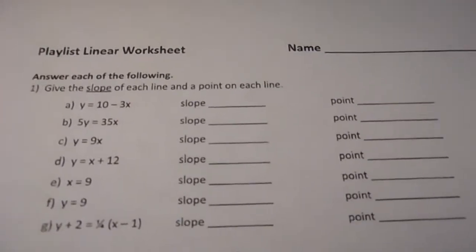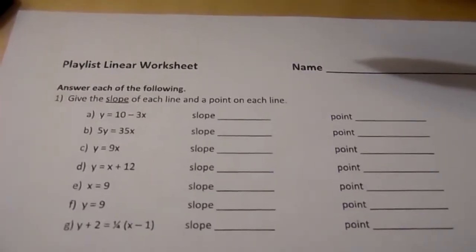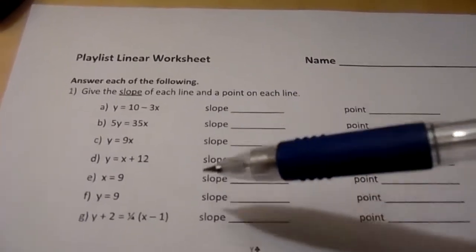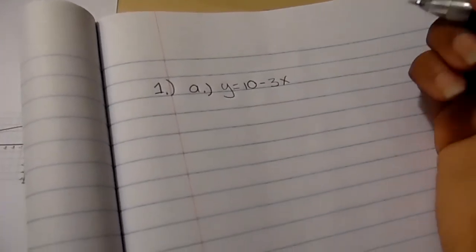Okay, so I'm going to work on the first problem, which is to give the slope of the line and the point on the line. So each of these represents a line. Okay, so I'm gonna write it over here so that we'll have more space.